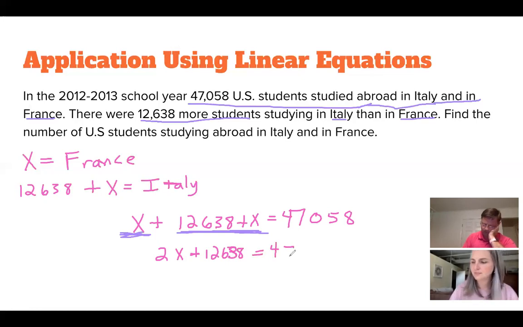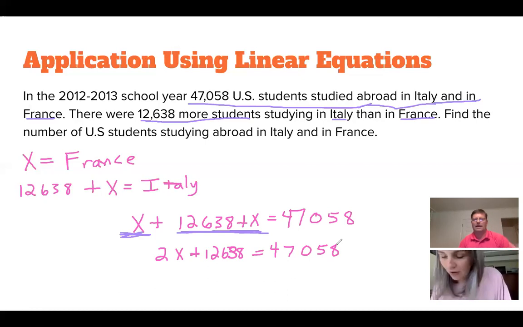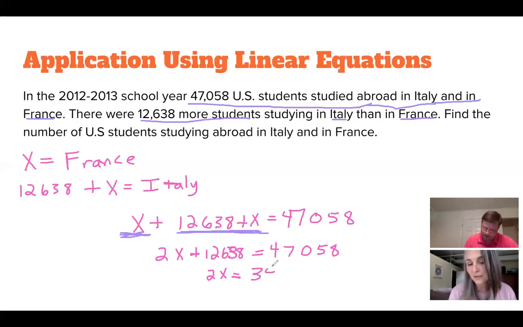Do you know what 47 something something minus something something is? 47,058 minus 12,638. What is that? It's like 34,420. Okay, and now what I have to do next is divide that number, 34,420, by 2. Yep. And 34 divided by 2 is 17, and 420 divided by 2 is 210. So 17,210. Now that's half my answer.